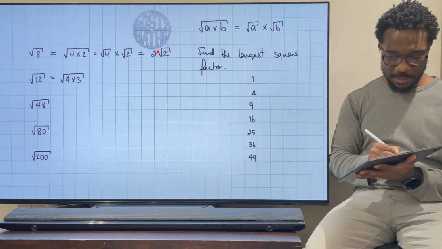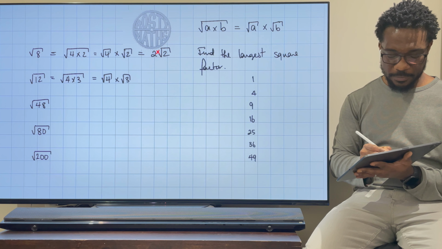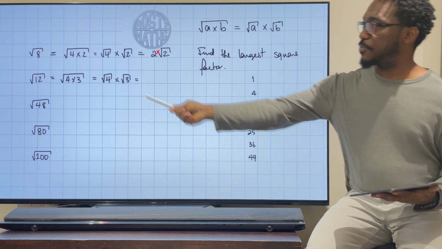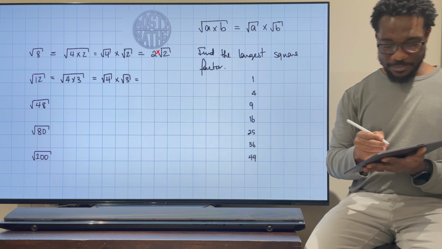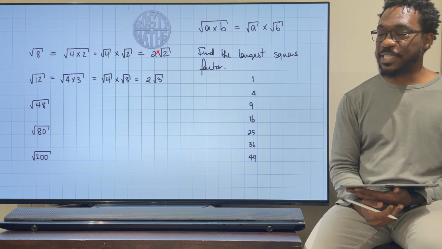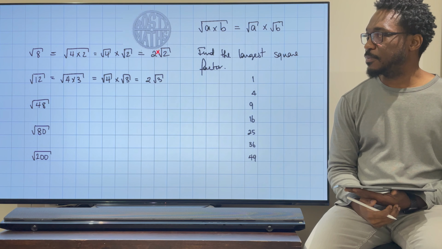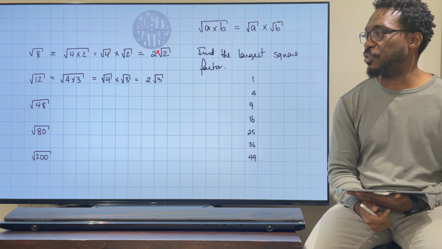So let's split it up. Square root of 4 times square root of 3. Now we already know the square root of 4. No sense working it out again. We know it's 2. So the final answer of this is 2 root 3. Are you getting the idea? If you are, pause the video here. See if you can have a go at the other 3 questions on your own.